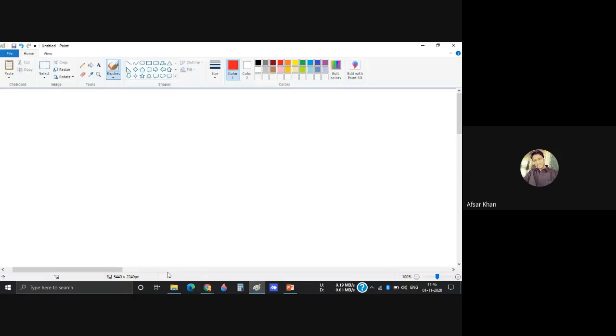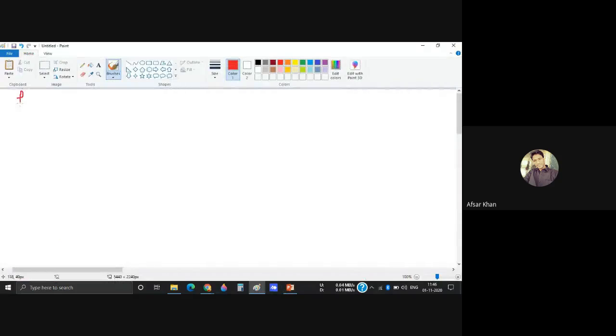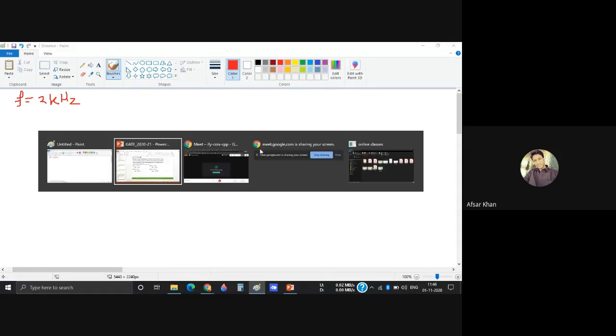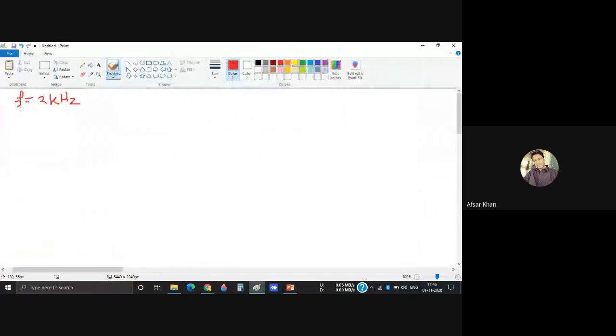Yes. So in this problem, we have given frequency. So frequency is given, that is 2 kilohertz, 2 into 10 to the power 3. And from 100 volt DC. So VDC, we have given VDC is equal to 100 volt.